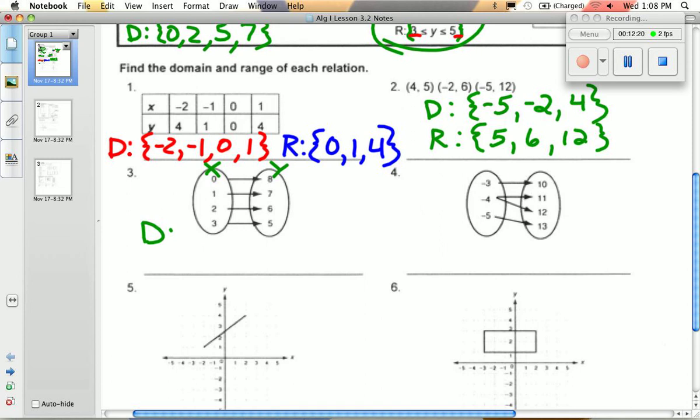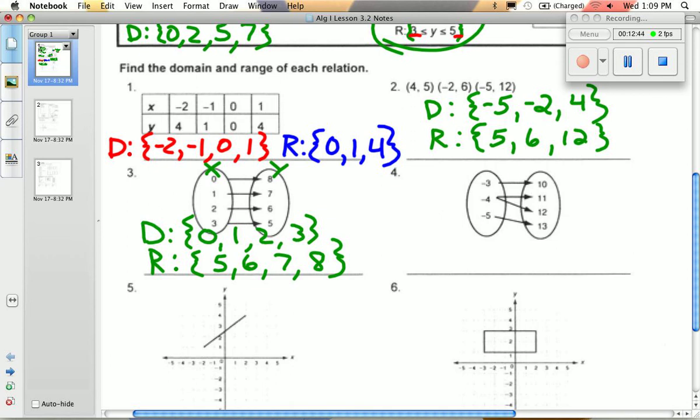What's our domain? What's our range? Okay. So what's our domain? 0, 1, 2, 3. Okay, and what's our range? Kenzie? 5, 6, 7, and 8. Okay.